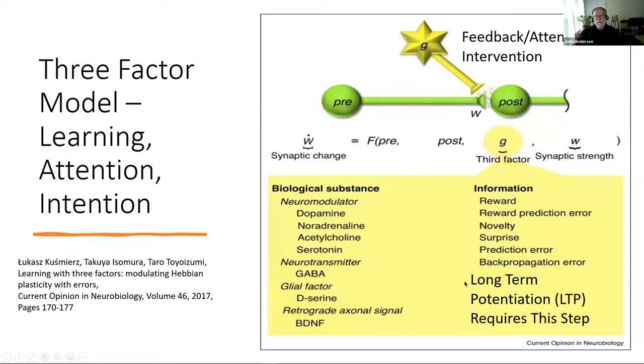All of this contributes to long-term potentiation. And long-term potentiation requires this feedback step. This strengthens that communication pathway. That increases the synaptic strength of this communication pathway.